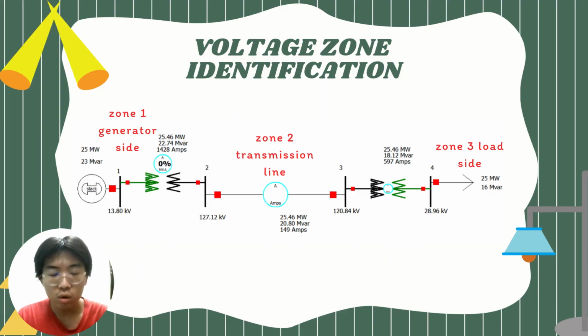Hi, my name is Wong. Now I will talk about voltage zone identification. Here we have three parts: Zone 1 generator side, Zone 2 transmission line, and Zone 3 load side.